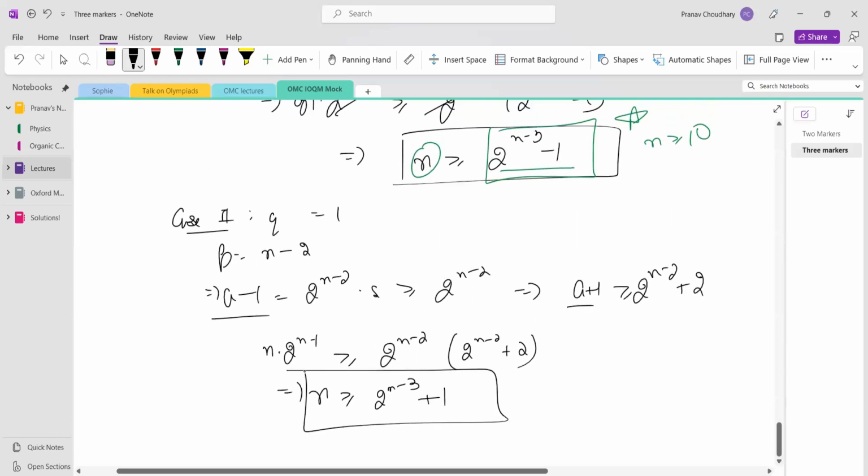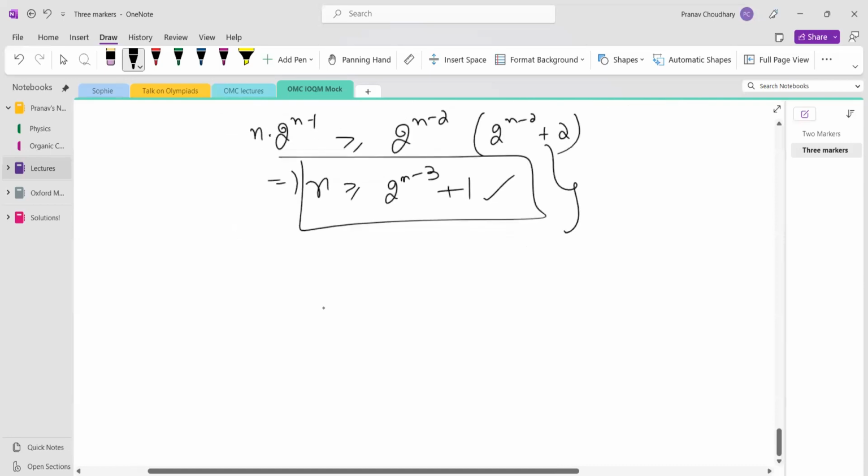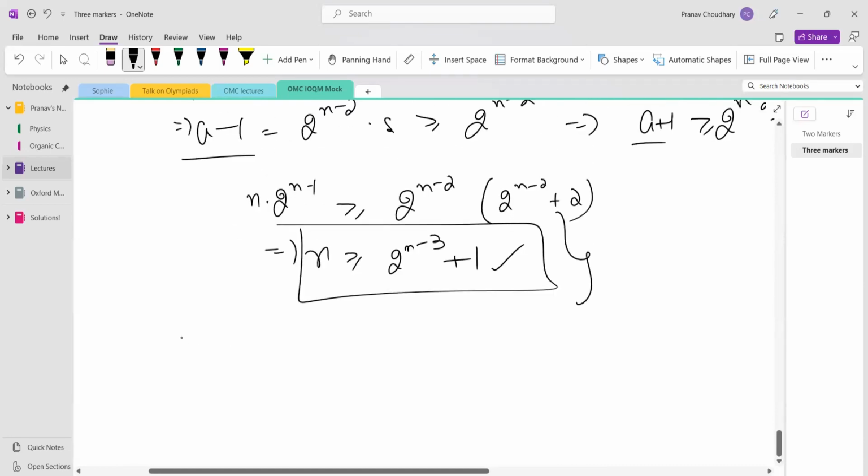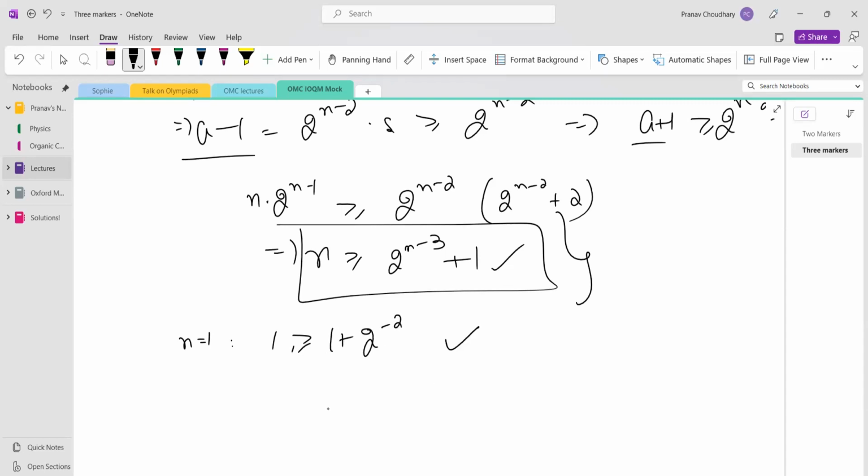And this is the equation of the similar format which we obtained in case 1, right? These two are very strong conditions. This is stronger than this thing, so you just go with this case. This is a very strong condition. Let's see, n equals 1. 1 is greater than or equal to... wait a second. Okay, yeah, so 1 is greater than or equal to 1 plus 2 to the power minus 2, which is true.